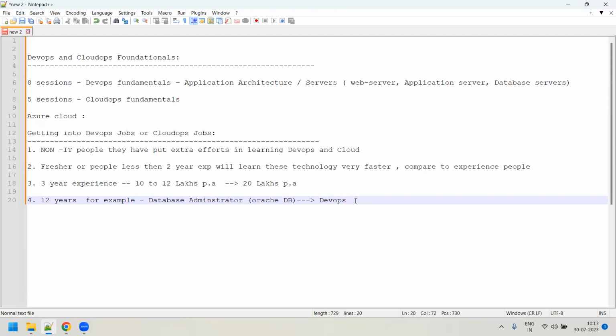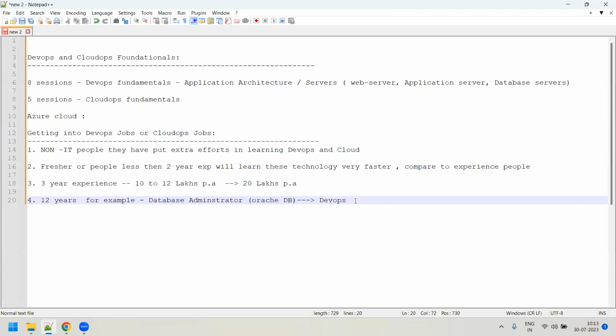In some locations, like Pune or Gurgaon, you'll find many PHP developers with 7-8 years of experience, and if you see what kind of package they're earning, it's 12 or 14 lakhs. So when those people come to know that DevOps or cloud people are earning much better than other domains, obviously they are also shifting.